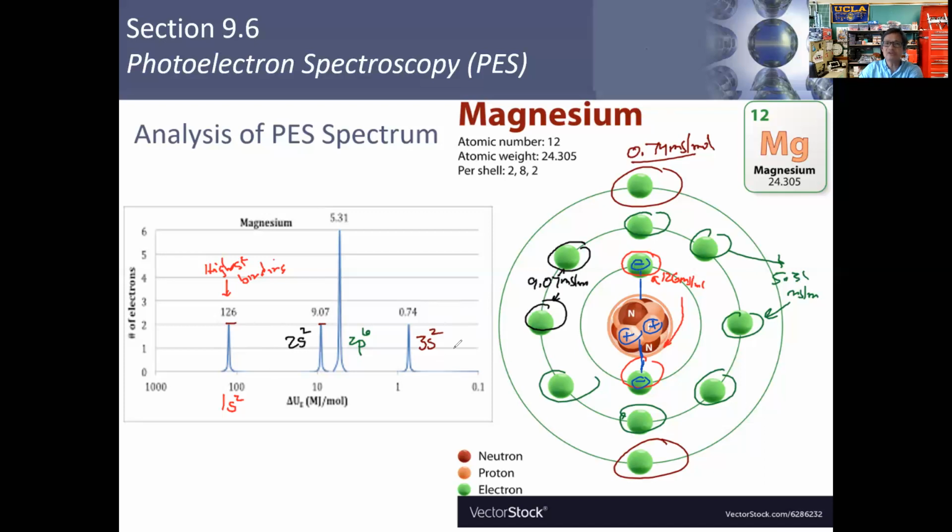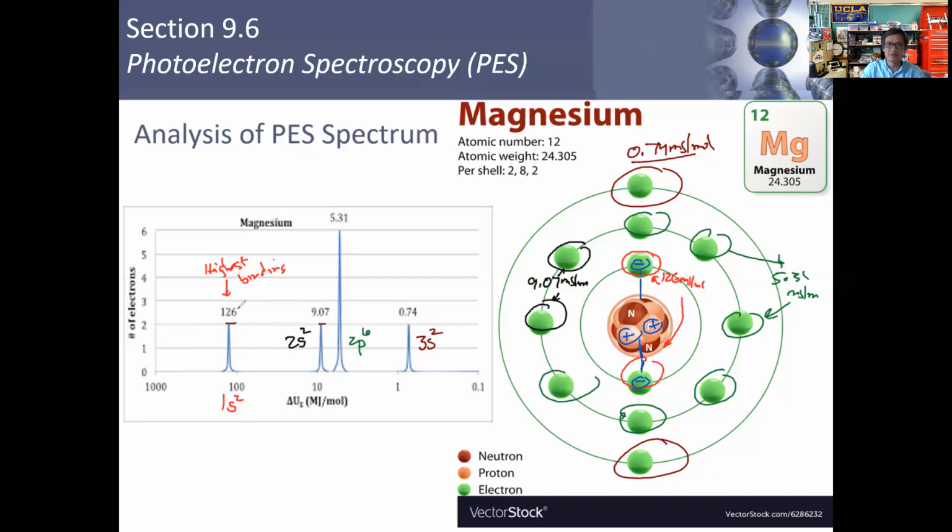So the location of the peak on this spectrum indicates the location of the electrons relative to the nucleus. Again, the further upstream, the higher the peak. If the peak is further up on the energy axis, and we call it upstream, that means it represents a larger energy. That means the electrons are closer to the nucleus.